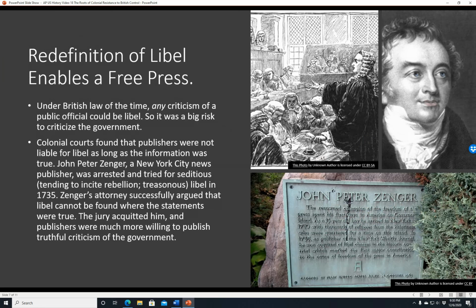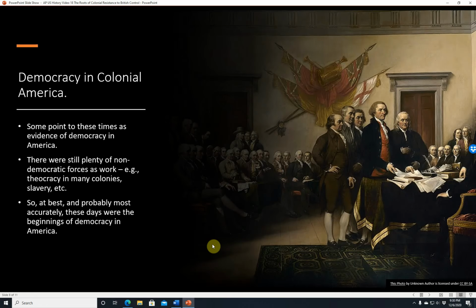In 1735, as the publisher of the New York Weekly Journal, he won an acquittal of libel charges in the historic court trial, which marked the first major contribution to the cause of freedom of the press in America. We can see this was erected by the 1st United States Army, 14 October 1963. All right, so let's move on.